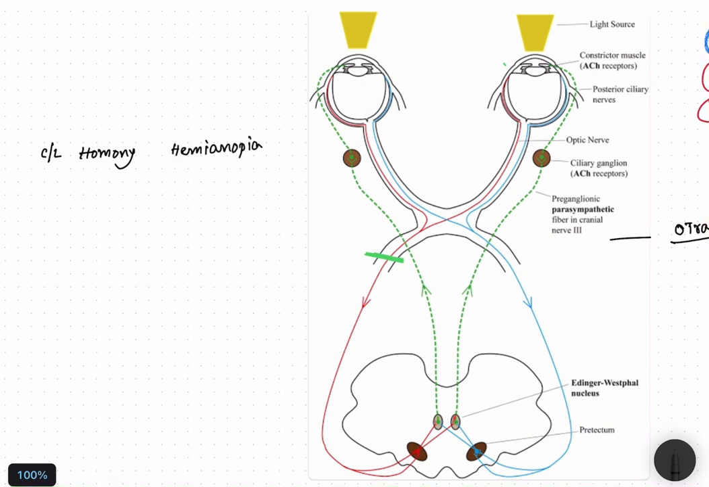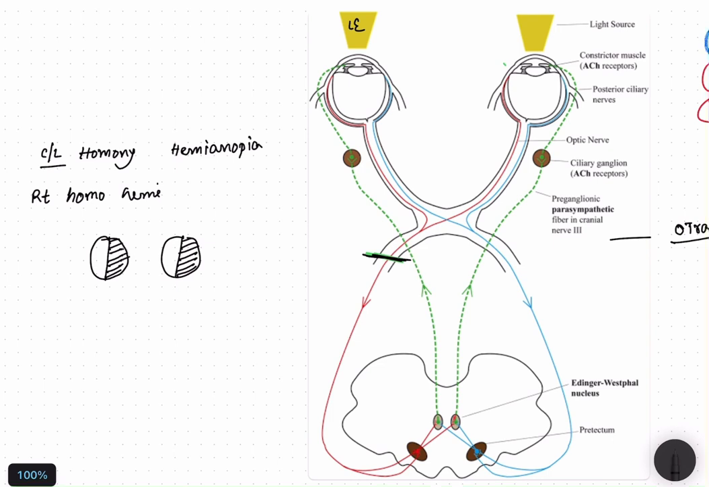And if I say this is the left eye, so if there is left eye pathology, there will be contralateral, that means right sided homonymous hemianopia. Okay, that means this is the visual field defect. Right sided homonymous hemianopia will be the visual field defect.